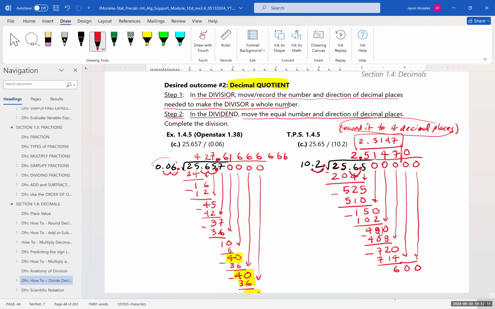That's where the 7 is. So when we look at the trailing digit, or the digit to the right of 7, it's a 0, which means we're going to leave the 7 alone. Okay. And so that's how we got this answer of 2.5147 rounded to 4 decimal places.